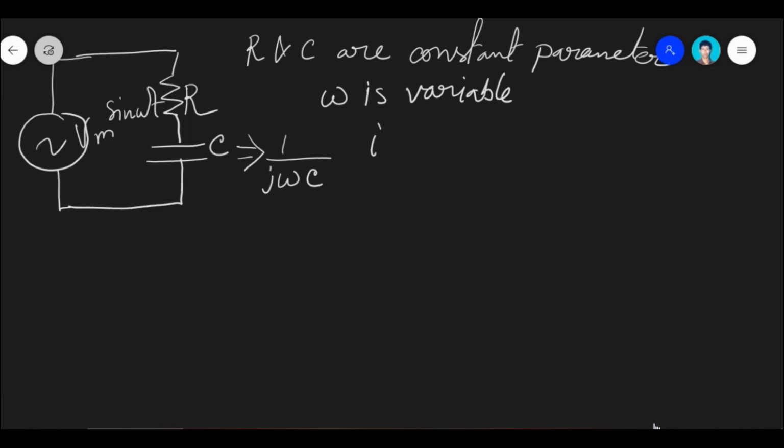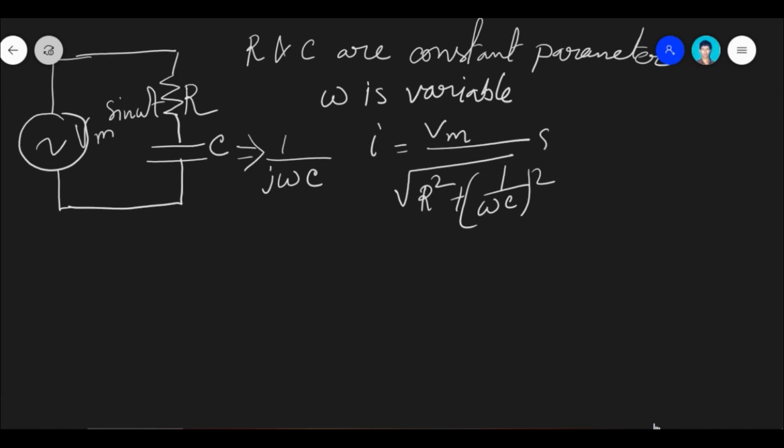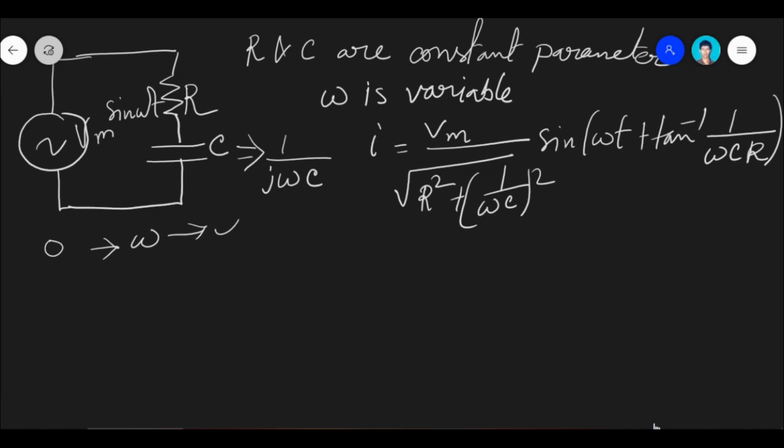Let us write the expression of current. I, if you can recall, it should be I is equal to Vm by root under R square plus (1 by omega C) whole square, then it should be sin of omega t minus, actually this minus will become plus, tan inverse of 1 by omega CR. And again, in the previous case, omega is a variable frequency and it is varying from 0 to infinity in a continuous manner. And just like the RL series circuit diagram, here also we will try to obtain the locus.